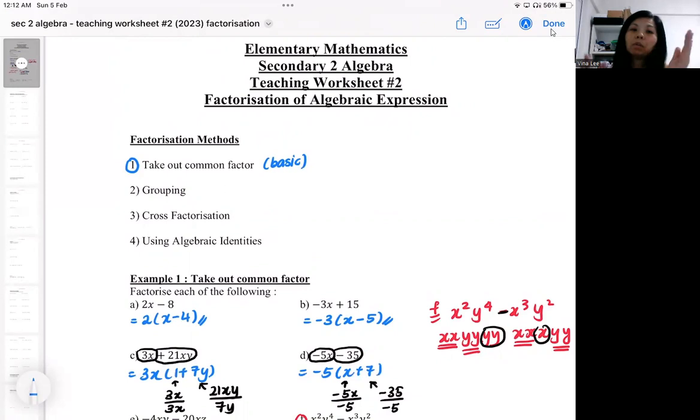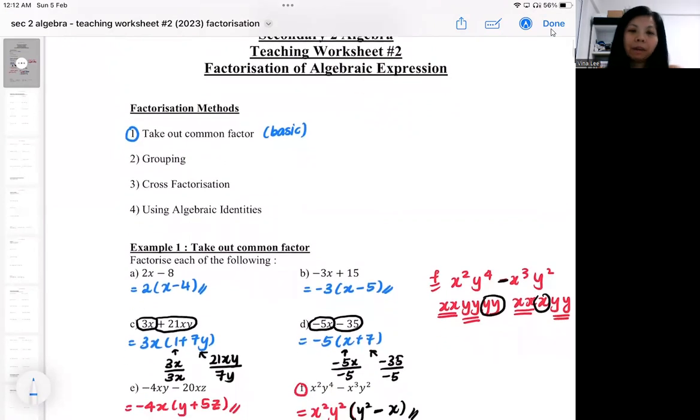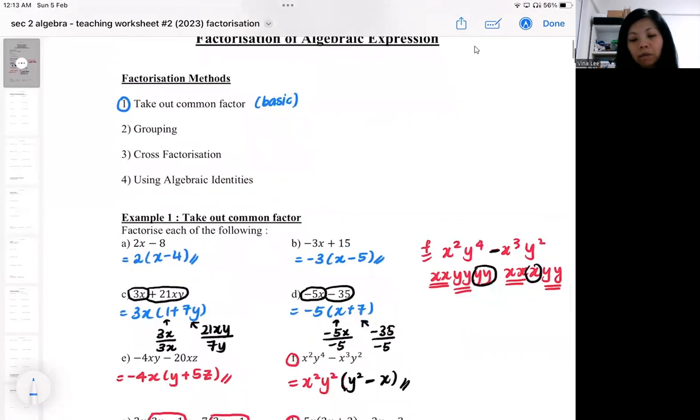The difficult part in factorization for Sec 2 is you must be able to do the individual factorization, and you must be able to do the rojak factorization. That means if I mix up the methods, will you be able to detect the method? Despite there being only four methods, a lot of students find it very, very difficult. They couldn't know which method is which. We'll come to that later on. There will be a feature to help you. Right now, just make sure you know every method first. So here is the take out common factor idea.